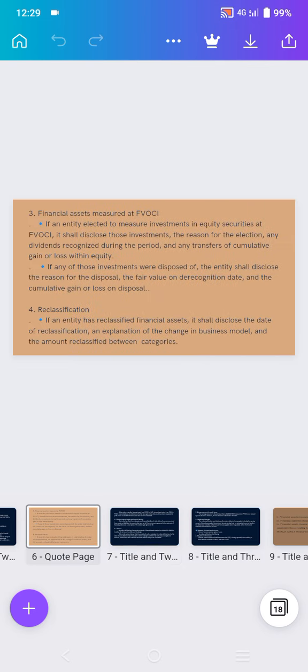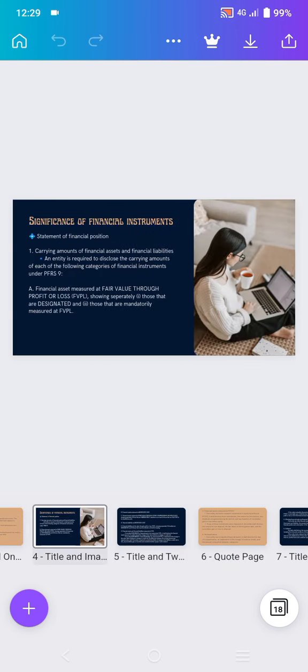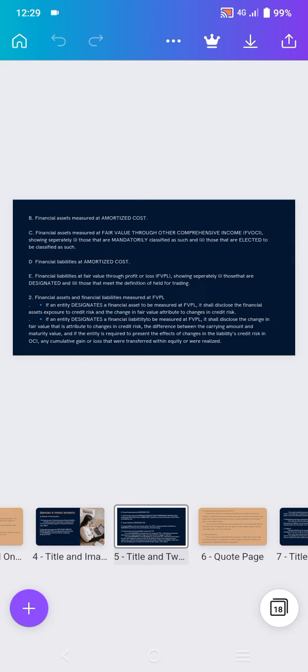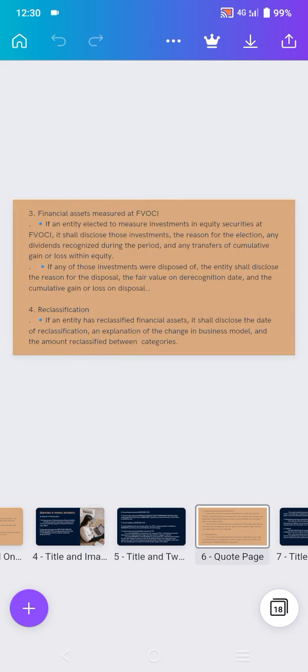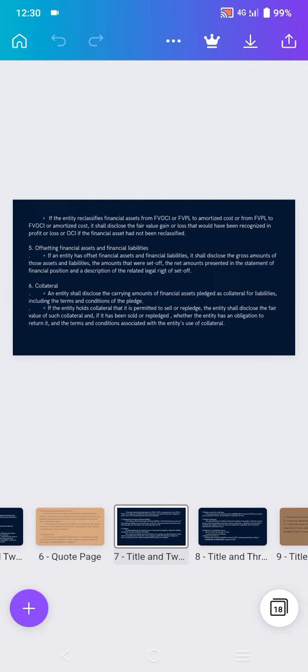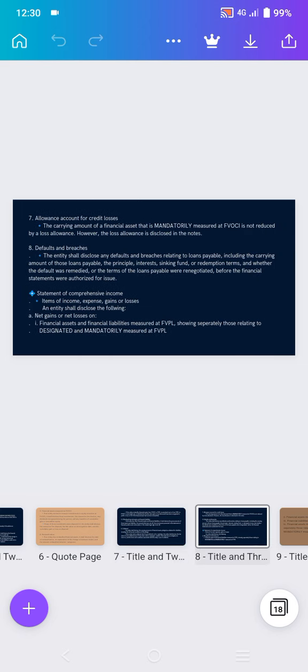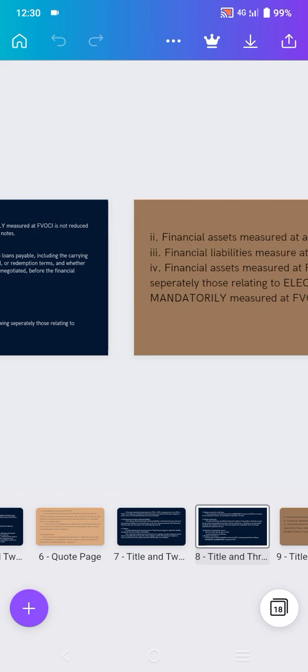So, under po ng statement of financial position, meron tayong bali 8. Yun po ay carrying amounts of financial assets and financial liabilities. Financial assets and financial liabilities measured at FVPL. Financial assets measured at FVOCI. Reclassification. Offsetting financial assets and financial liabilities. Collateral. Allowance amount for credit losses, defaults, and breaches.